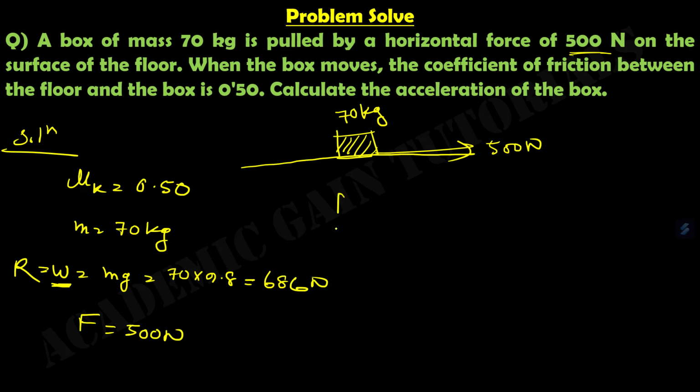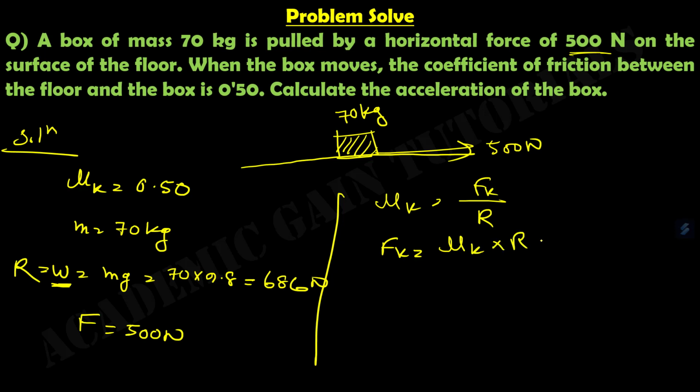Now, for the frictional force, we know mu of k equals F of k by R. So the frictional force F of k equals mu of k into R, and we know mu of k equals 0.50 and R equals 686 Newton. So the total is 343 Newton. This is the frictional force, and this is the applied force.